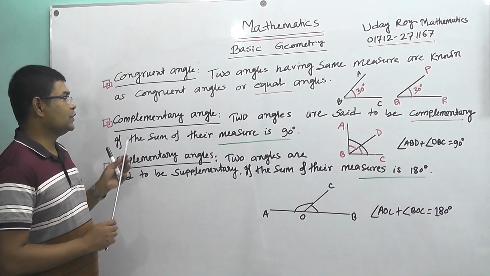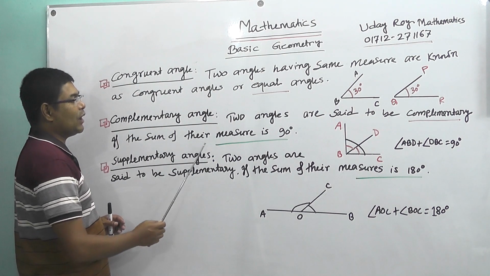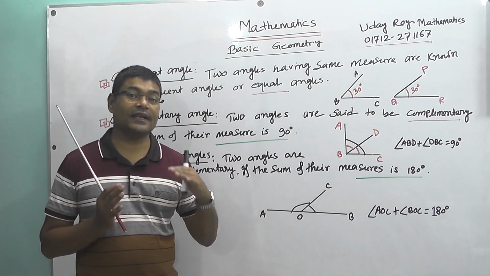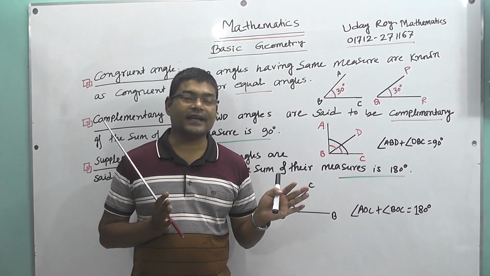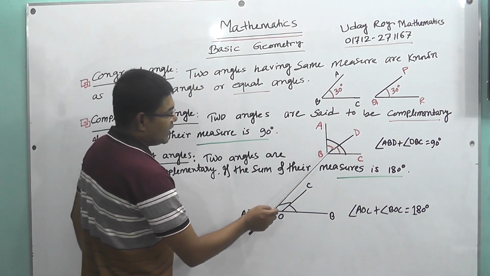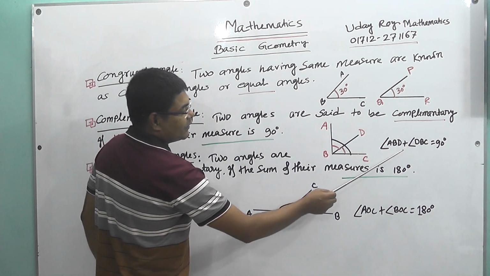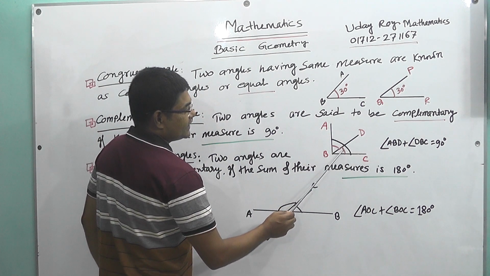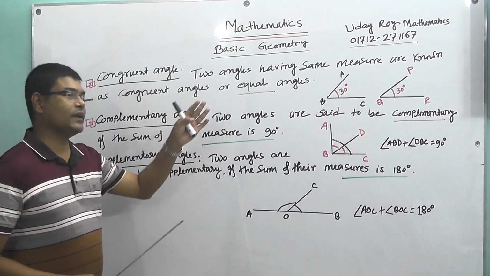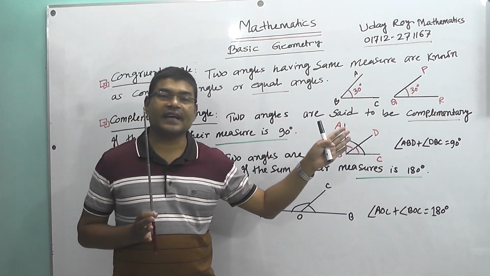Now we have to know what is the definition of complementary angle. Two angles are said to be complementary if the sum of their measure is 90 degree. Adding two angles equal to 90 degree. You can say here ABD is an angle and DBC is another angle. Adding two angles, we will get 90 degree. Sum of two angles equal to 90 degree is called complementary angle.